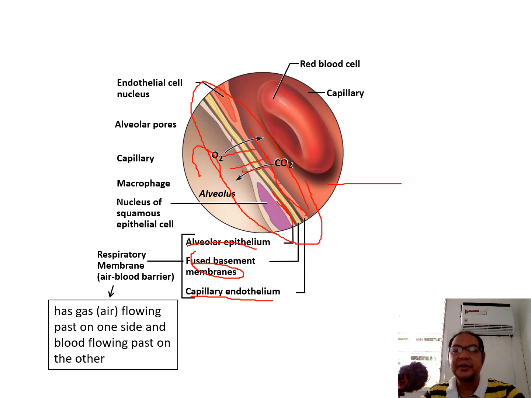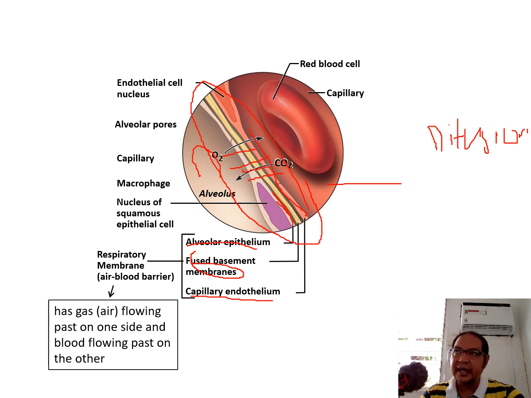Because gas exchange happens and material can go in and out, selectively, it is semi-permeable. Gas exchange happens through simple diffusion, meaning from higher concentration to lower concentration. This is what is happening.